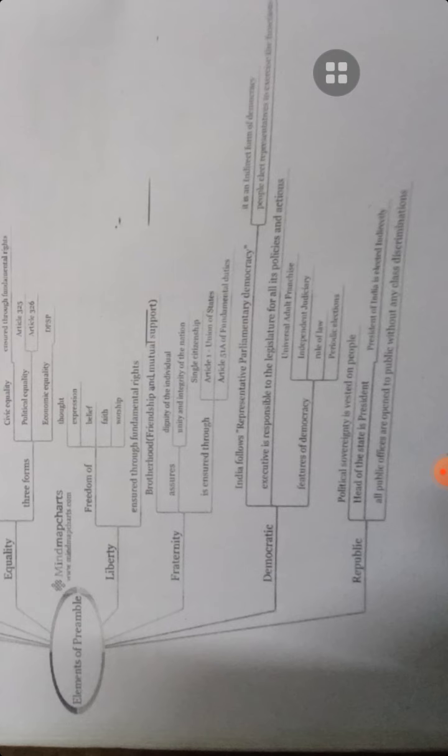Republic means political sovereignty is vested in the people. The head of the state is the President, and the President of India is elected indirectly. All public offices are open to the public without any class discrimination.